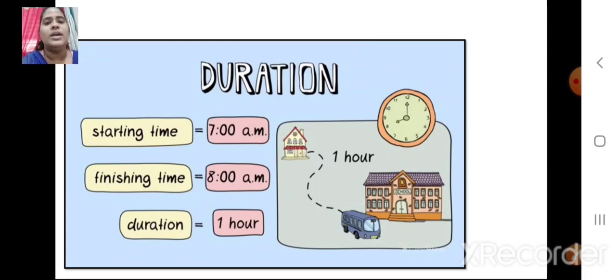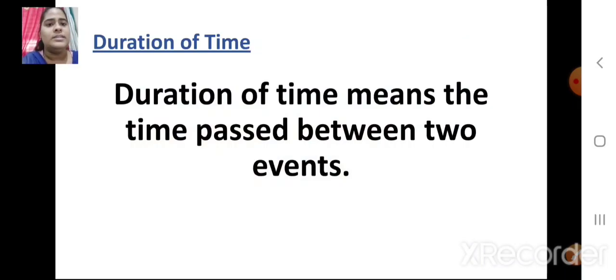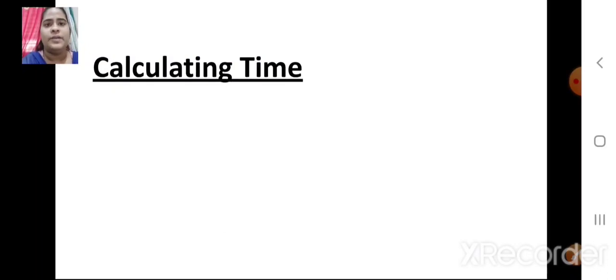So that is known as duration of time, or we can say duration of time means the time passed between two events. You have started from your house to reach school, that is the start point, and then when the event has finished, when you reached school, the time between those two is known as duration of time. Now let us see how we have to calculate.